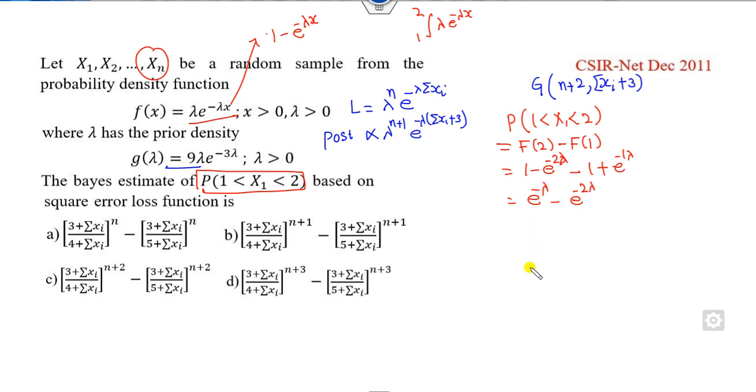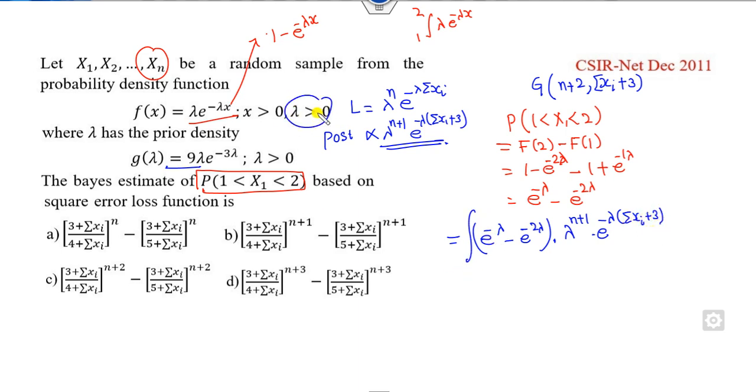Now how can you find this probability? This expression will be this probability times the likelihood. What is the likelihood? This is my likelihood times e raised to power minus lambda of summation of x i plus 3. What is the domain of lambda? 0 to infinity. So it's very easy, there is no need to solve this integration. If you open them, the first part will be lambda to the n plus 1, e raised to power minus lambda, again common, summation x i plus 4, minus lambda to the n plus 1, e raised to power minus lambda summation x i plus 5.